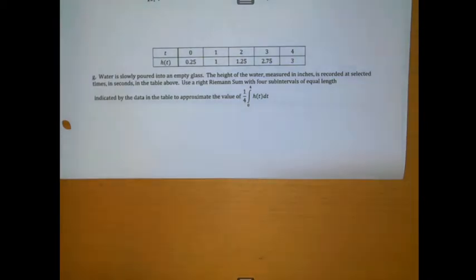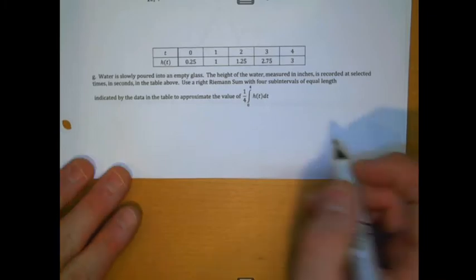I had to sneeze. So water is poured slowly into an empty glass. The height of the water measured in inches is recorded in the table above. Use the right Riemann sum with 4 subintervals of equal length.